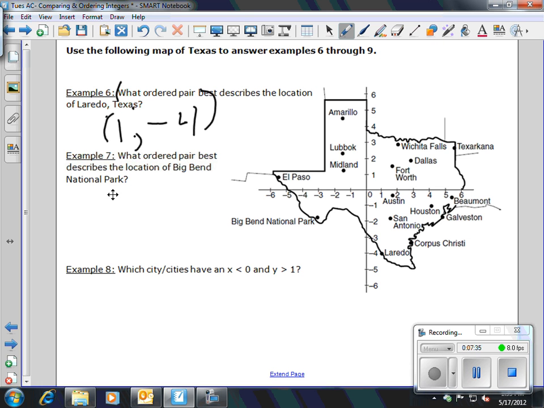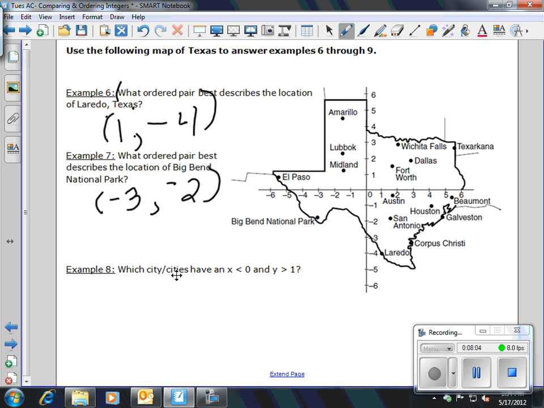What ordered pair best describes the location of Big Bend National Park? So Big Bend National Park is in quadrant 3, and that x value is -3. And the y value is actually -2. So -2. And then this is one that always throws people.